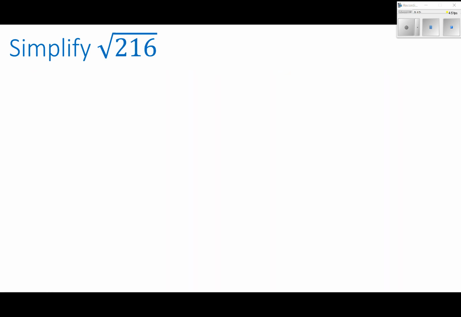All right, so this one we're going to simplify. Square root of 216, and I'm telling you that this will break up into a product of 2 radicals with one being a perfect square.